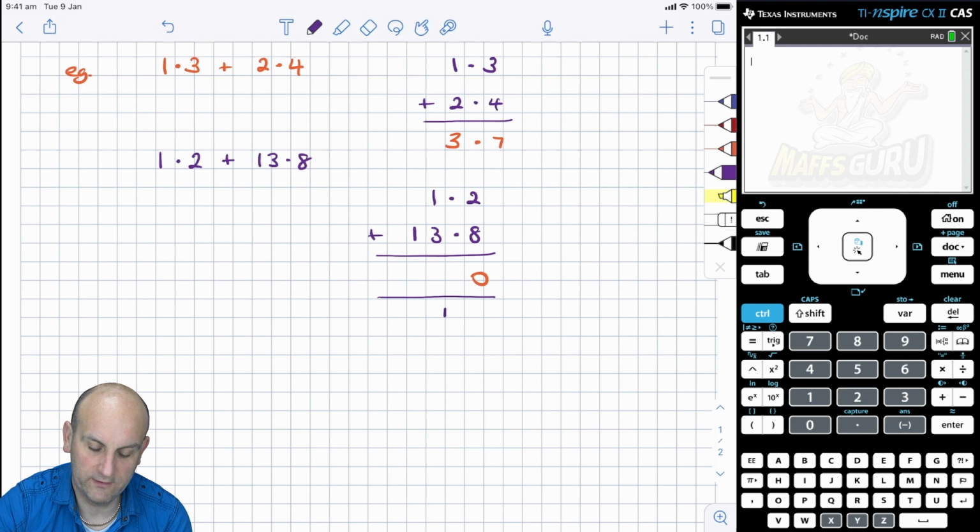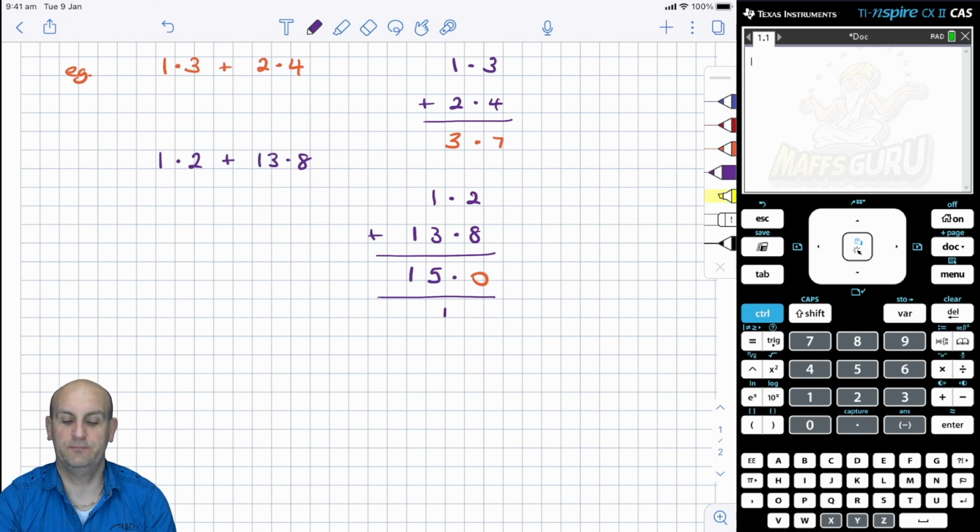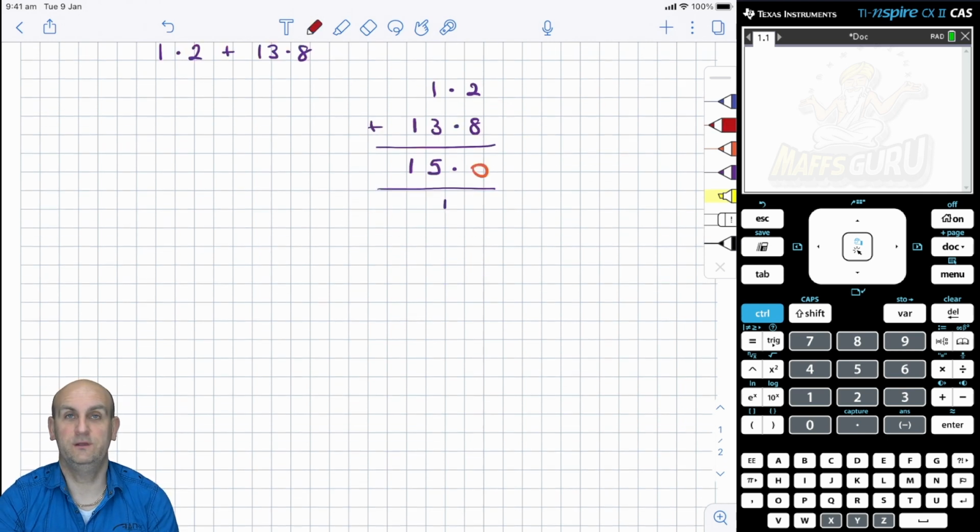So 1 plus 3 plus 1: 3, 4, 5. That becomes 5. And then I carry the 1 down, and there we've got 115.0. Thank you very much. And that's pretty much what you do for all your decimal numbers. Nothing more complicated than that.